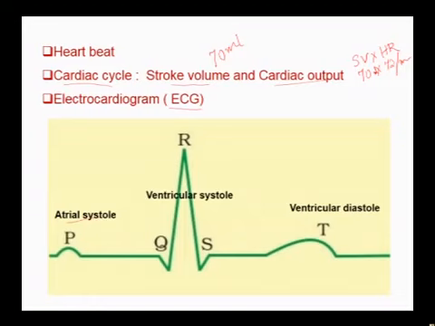This is a normal ECG. QRS indicates the ventricular systole. Ventricular diastole is being represented by T. If a person has a myocardial infarction, we would be finding there is fluctuation in the wave of the T. If it is flattened, it is almost at the stage of death.